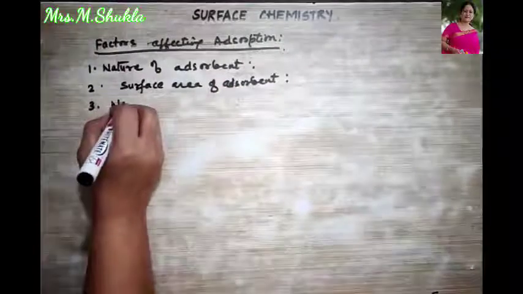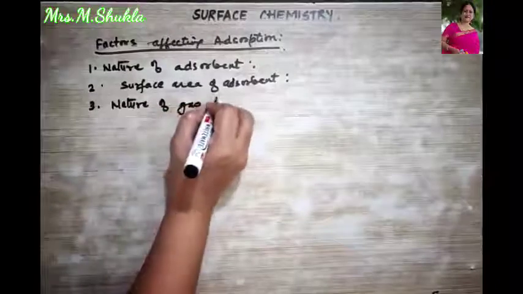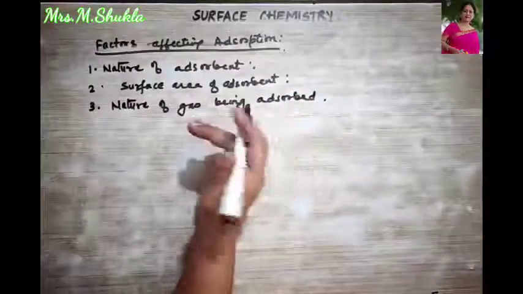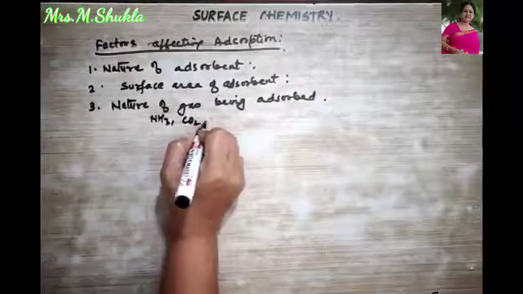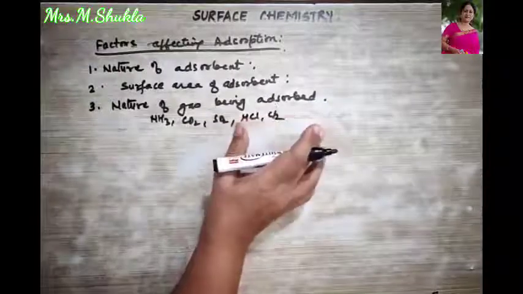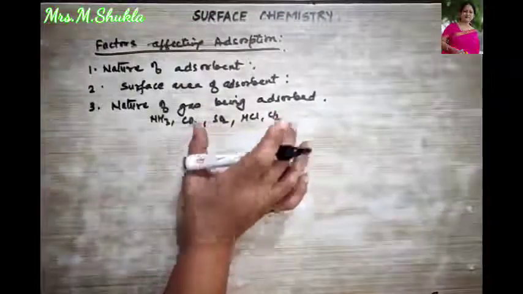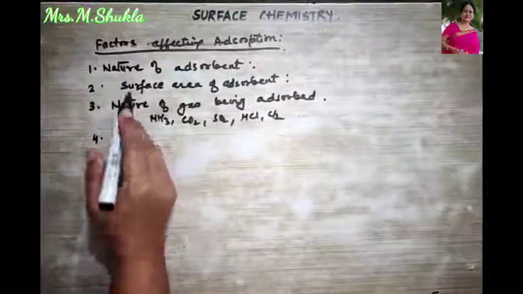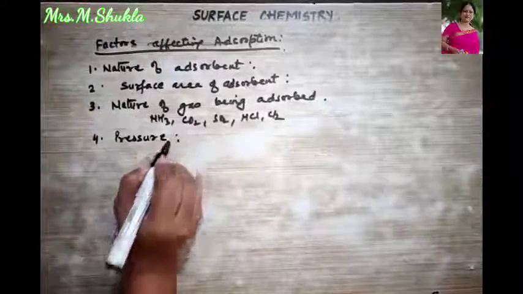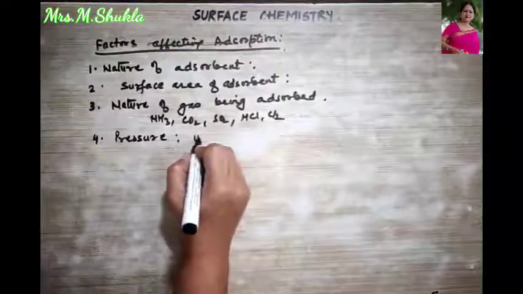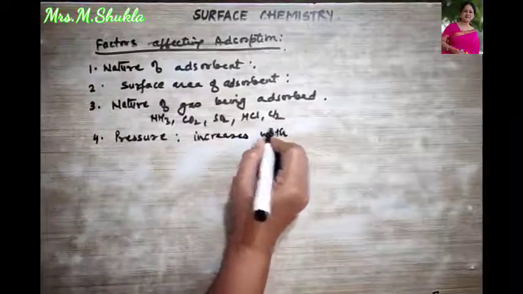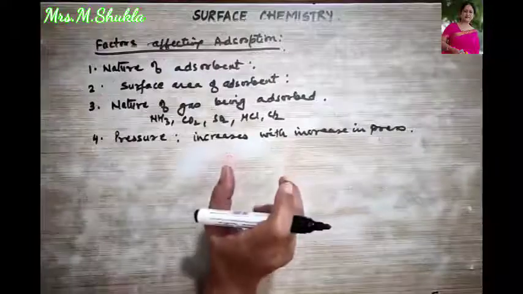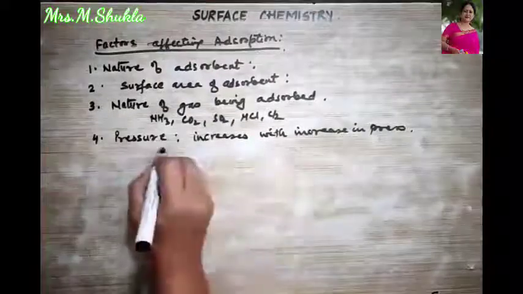Next we talk about the nature of gas being adsorbed. So easily liquefiable gases, like for example NH3 or CO2 or SO2 or HCl or Cl2, and so on, where critical temperature is high, they are adsorbed to a greater extent. Okay, then the fourth factor is the pressure. So adsorption increases with the increase in pressure, right? So the effect of pressure is always large at low temperature. Always remember this.